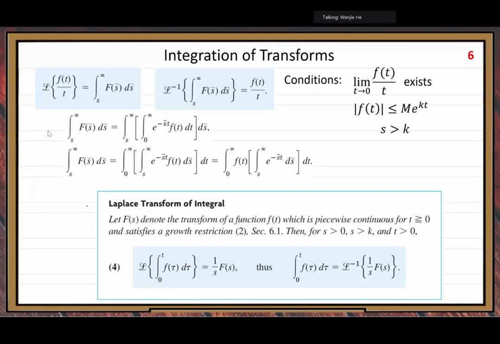Then inside, right? Because when you do the integral inside, this little f(t) function is a constant. So you can take it out of the inside integral, factor it out of the inner integral. Then this inner integral is very easy to calculate. So you get that. By the Laplace transform definition, you get this one. So you can prove it easily.